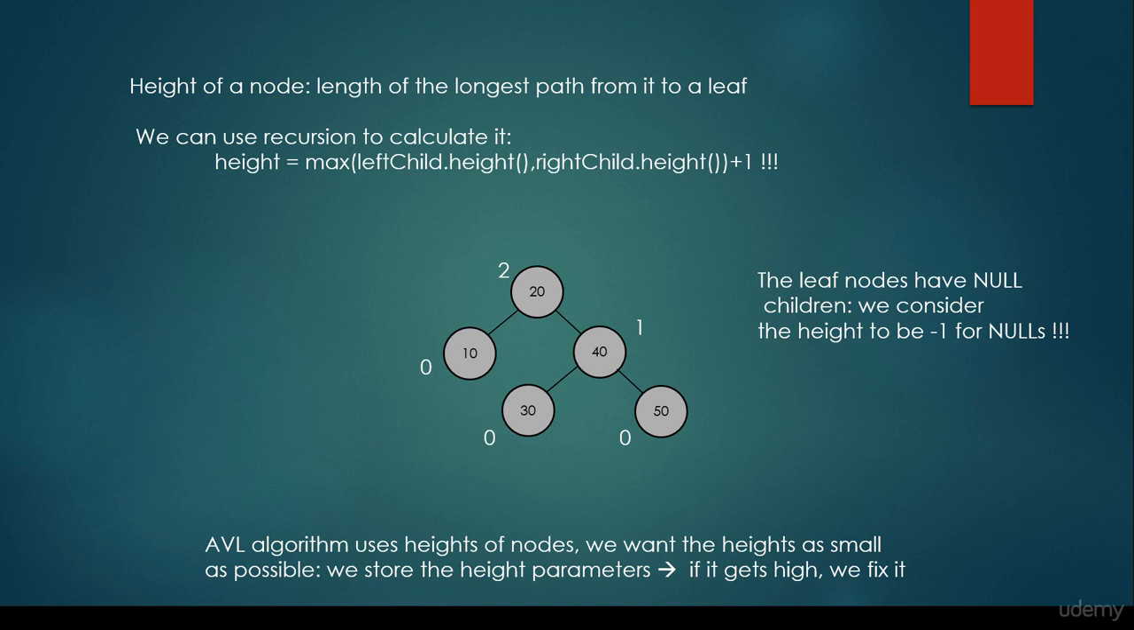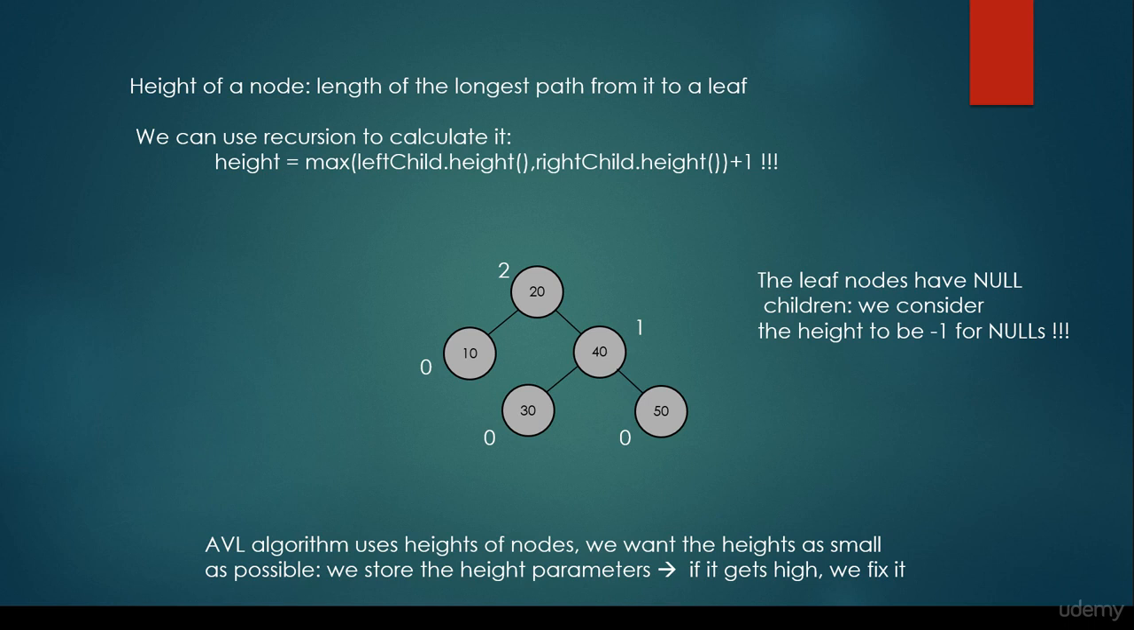So for example, we have this tree-like structure. The root node is 20, and we have 10, 40, 30 and 50. The leaf nodes have the height parameter 0. And it's very important that a leaf node doesn't have any left child or right child. In this case, we assign a height parameter of -1 for these null references.